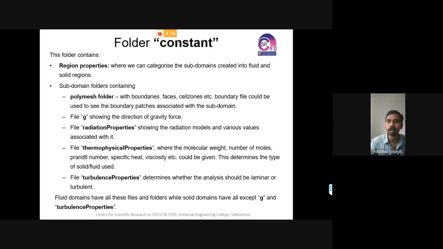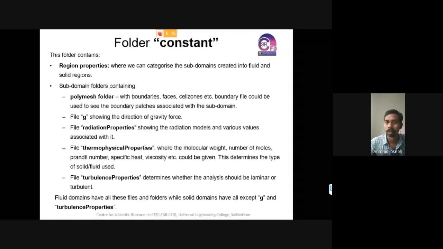So in the region properties, we want to specify whether it is a fluid or solid. We are specifying that under fluid, such and such domains, the air cavity for example, is a fluid domain. And under the solid domain, I am listing left solid, right solid, and heater. Those are solid domains. Then only it will be able to identify what type of domains we are using. So that's what we are doing in the case of region properties.